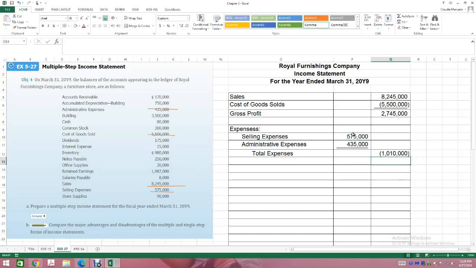So the total of these two is $1,010,000. And remember, it's minus because this is money I spent. I spent money to buy the furniture for $5.5 million, and then I had other expenses of $1,010,000. Okay?